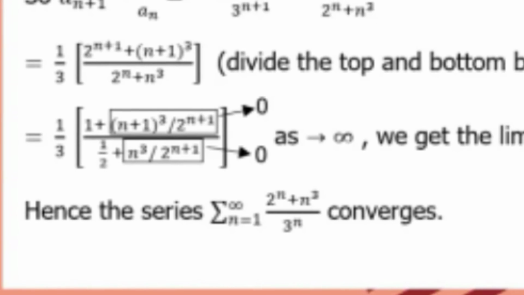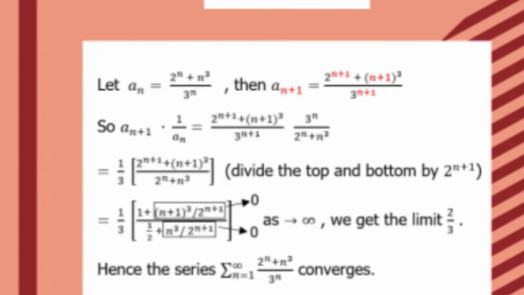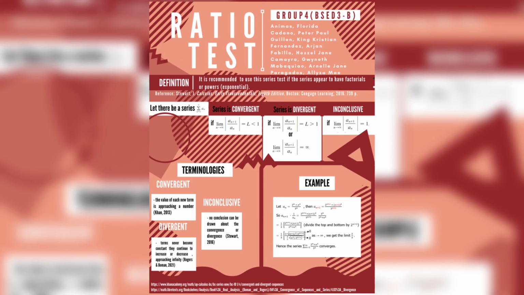Hence, the series (2 raised to n plus n cubed) all over 3 raised to n, as n ranges from 1 to infinity, converges. And that is it for our discussion for today, the ratio test. Thank you.